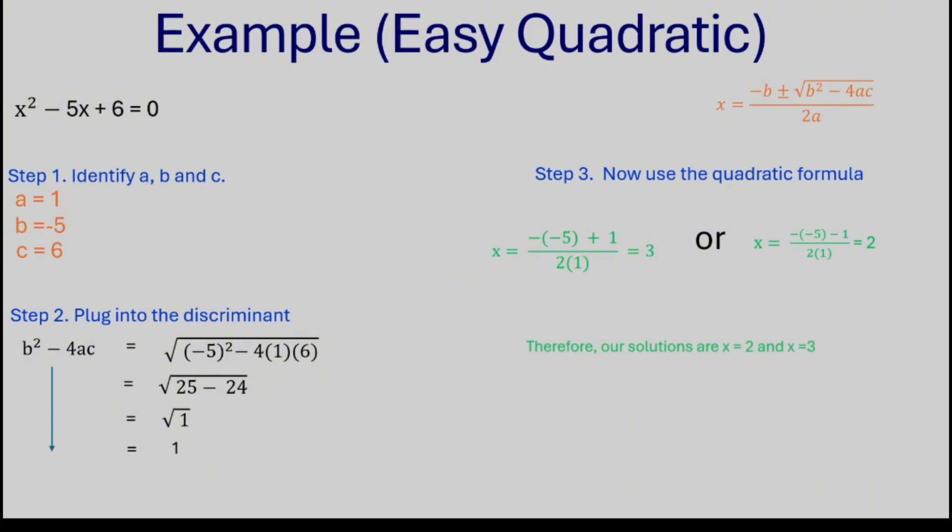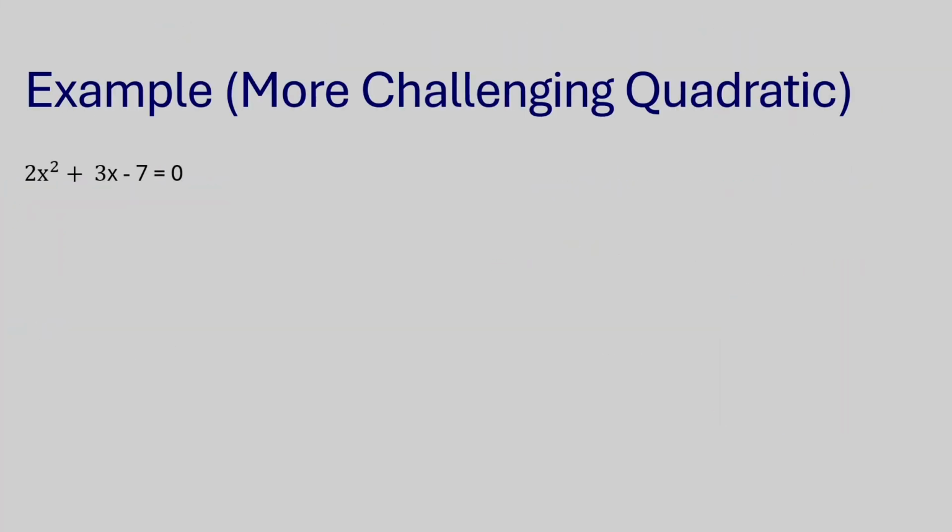Therefore, the final solutions for this equation, x squared minus 5x plus 6 is equal to 0, using the quadratic formula, is x is equal to 3 or x is equal to 2. Final answer. We are now ready for the second example that I showed you.